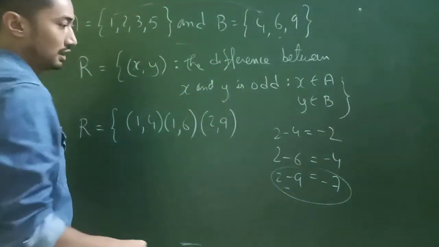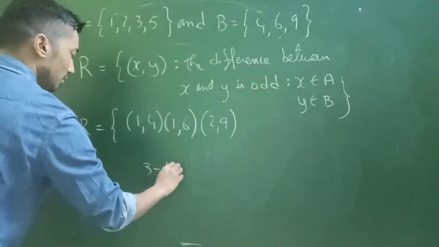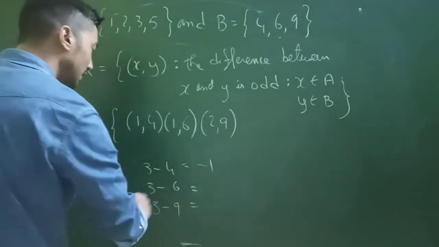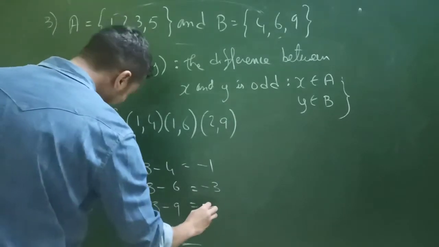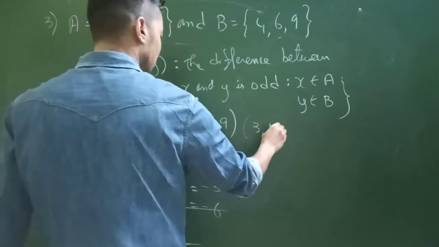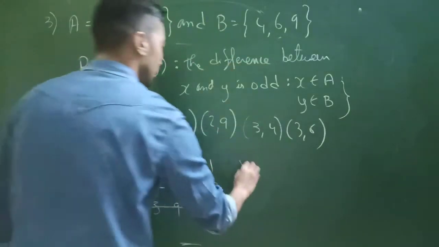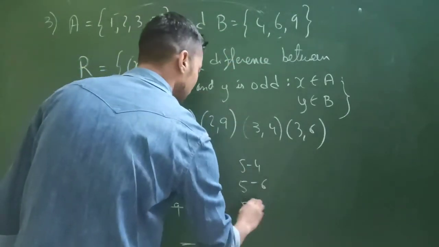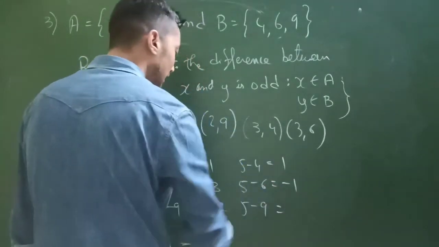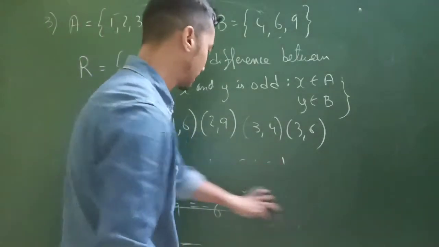Now 3: 3 minus 4 is minus 1, 3 minus 6 is minus 3, 3 minus 9 is minus 6, which is even. So 3 4, 3 6. Now next, 5: 5 minus 4 is 1, 5 minus 6 is minus 1, 5 minus 9 is minus 4, even. So 5 4, 5 6.